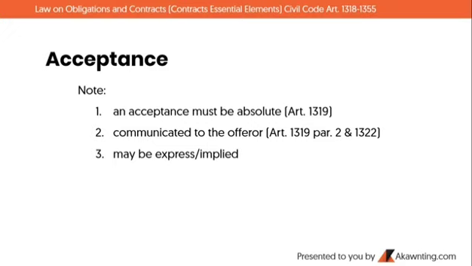So, we have 3 notes here. So, number 1, an acceptance must be absolute. So, when we say absolute, in-accept mo lahat ng ino-offer. Okay? Kasi kung meron kang hindi in-accept kahit 1% nung ino-offer, kahit 0.01%, basta hindi 100% ang pagtanggap mo, hindi pa rin magkakaroon ng tinatawag nating consent. Okay? And ultimately, hindi pa rin magkakaroon ng isang perfected contract. Dahil, yun nga, hindi absolute yung acceptance mo. Hindi 100% yung pagtanggap mo.